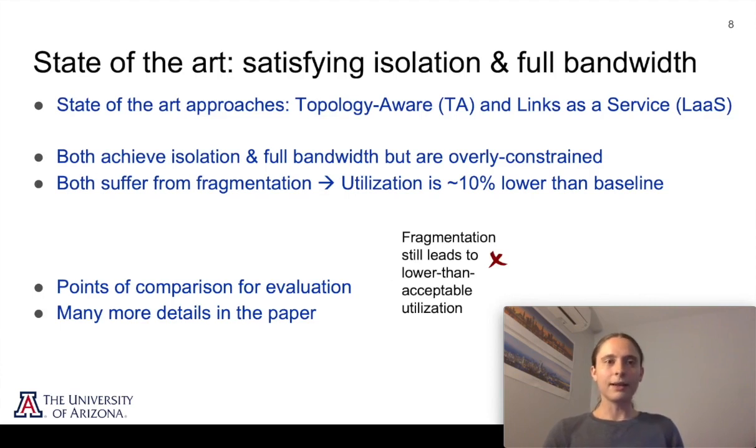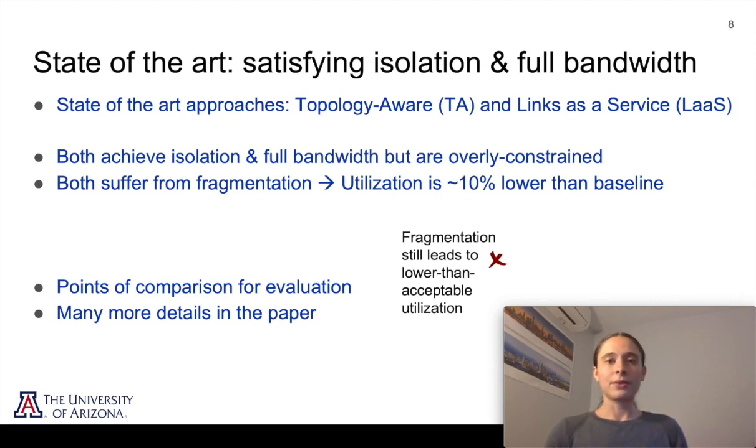Now currently, there are 2 state-of-the-art approaches to interference-free scheduling on fat trees. One called topology-aware scheduling, or TA, and another called links as a service, or LAS. Now, both of these achieve 2 of the goals for our scheduler. They both provide network isolation and full interconnect bandwidth for the jobs. But they're actually overly constrained in their placements, so they end up suffering from system fragmentation, and the overall system utilization is about 10% lower than baseline, or more, for both of these.